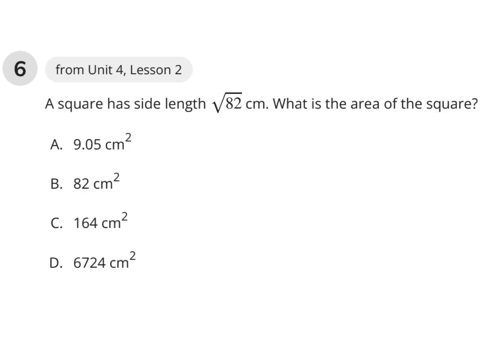A square has side length the square root of 82 centimeters. What is the area of the square? So we square the side length, and when you square it, the square root goes away, and you're left with 82, which must be B.